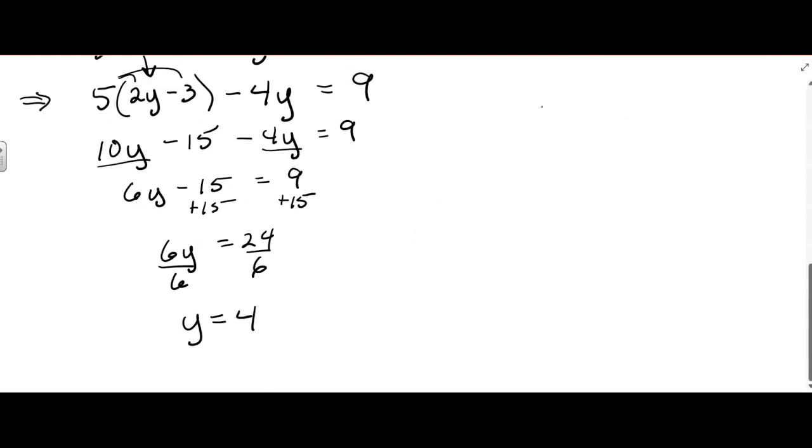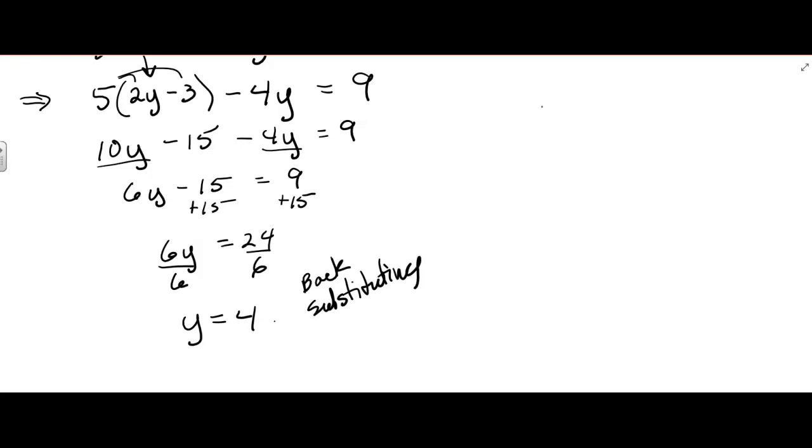And so what do we know? We know y equals 4. But you're not done. A lot of times students forget that. And they're like, oh, good, I'm all done. No, you only have y. You got to find x. So here comes what we call back substituting.